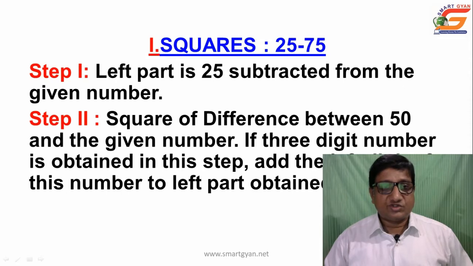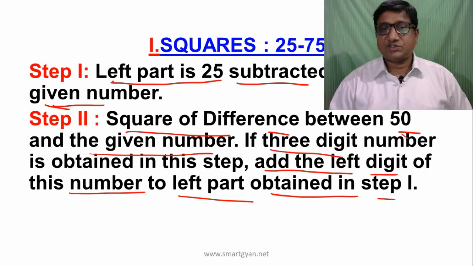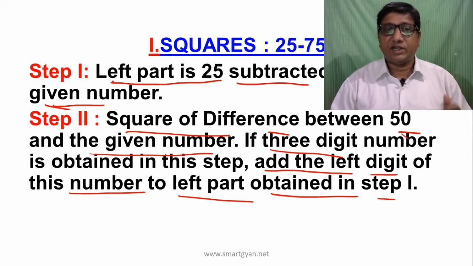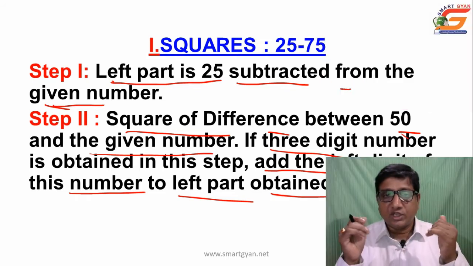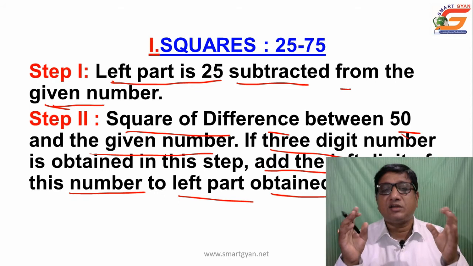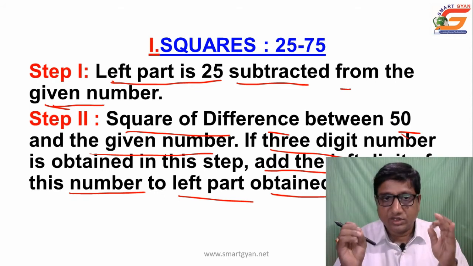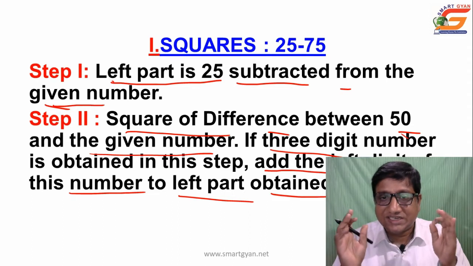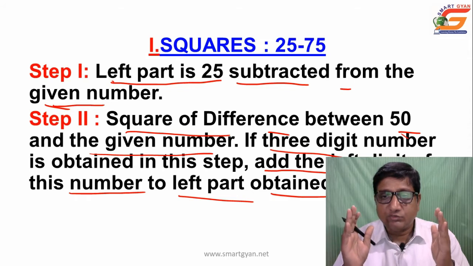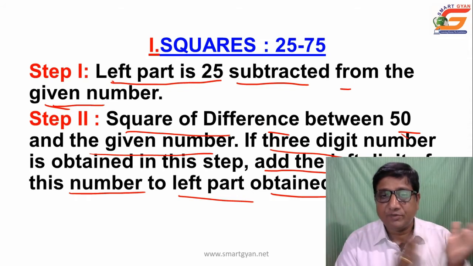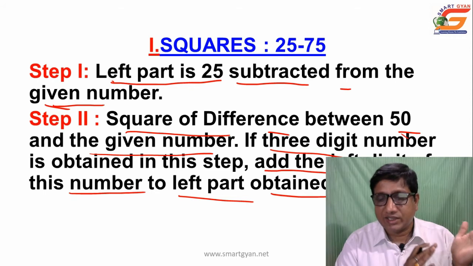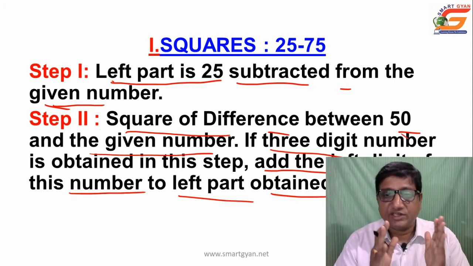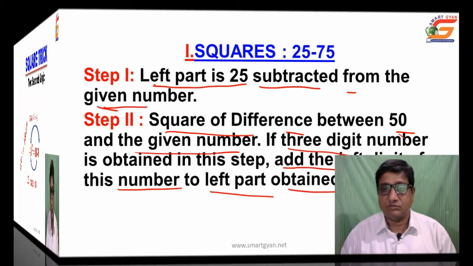What are the steps involved here? Step 1: simply find the difference between the given number and 25, that is, 25 subtracted from the given number. Then in step 2, find the square of the difference between 50 and the given number. If that square is a 3-digit number, then we have to carry the leftmost digit to the left part and add it there. How? We will check it practically in a few examples.